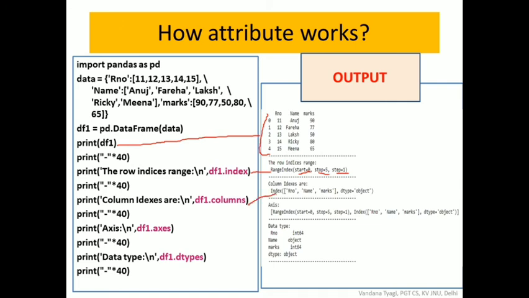Similarly, df1.columns will give me the column indexes. We know my dictionary keys are roll number, name and marks, so automatically these are taken as the column indexes. Then axes will return both the row index as well as the column index. So df1.axes will return this output, both the row index as well as the columns. Then df1.dtypes will return the individual data types. Roll number is an integer here, so all 11, 12, 13, 14 are integer entries. Name is an object here, you are storing a string, that is object, and marks is again an integer entry, 90, 77. So individually it shows me the data type of each column.